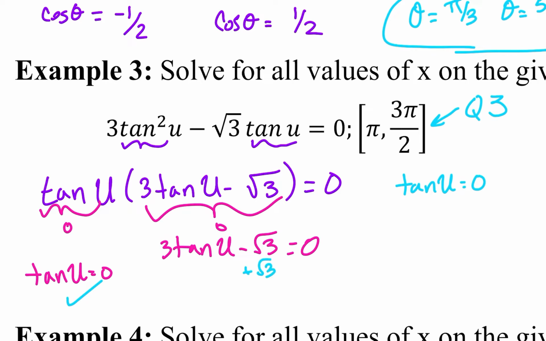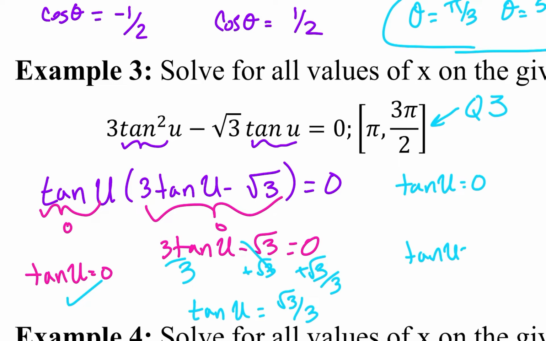On this one, though, we're going to add the square root of 3 to this side. So now I have positive square root of 3. And then I'm going to divide by 3. So ultimately, tangent of u equals the square root of 3 divided by 3. Let me bring that over here.